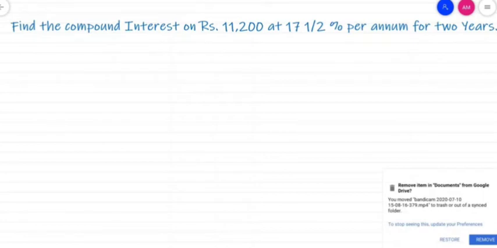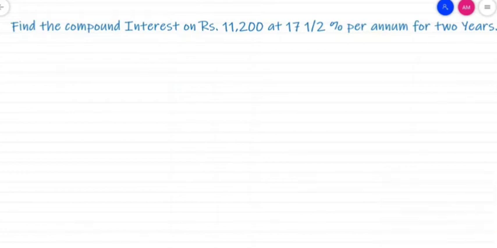Find the compound interest on rupees 11,200 at 17 1/2% per annum for 2 years. Come on children, we already know the formula to find the compound interest. So first of all, for that we have to find the amount. But before that, let us jot down the things given.